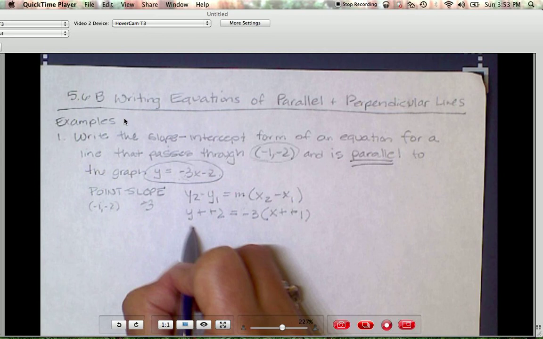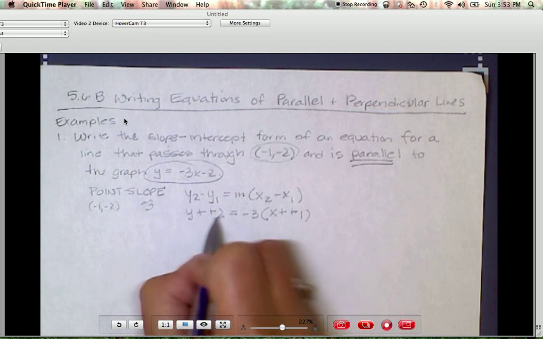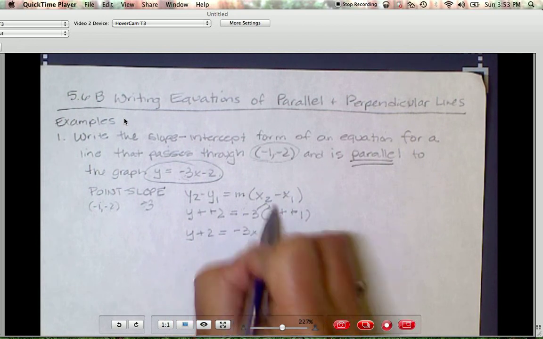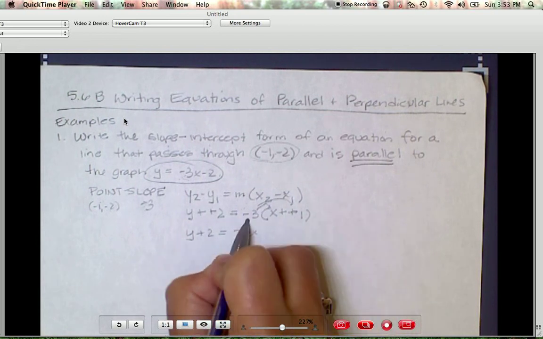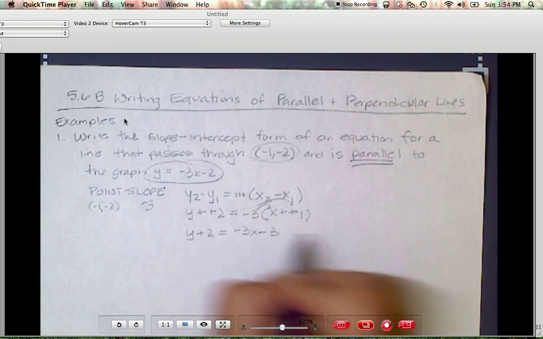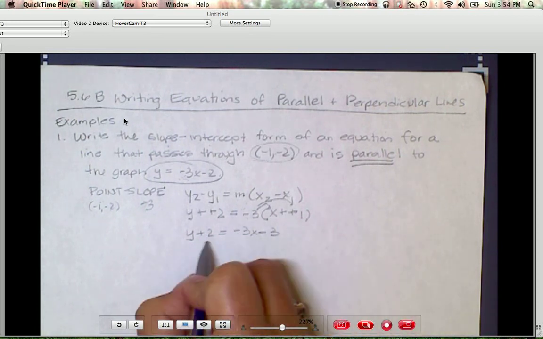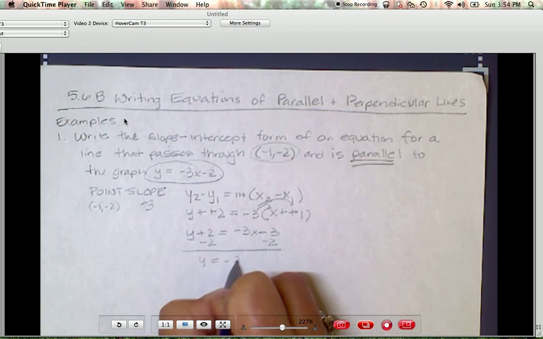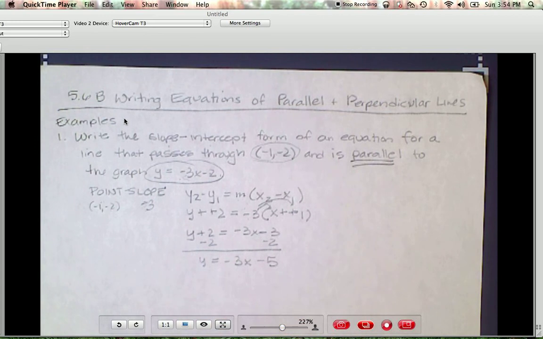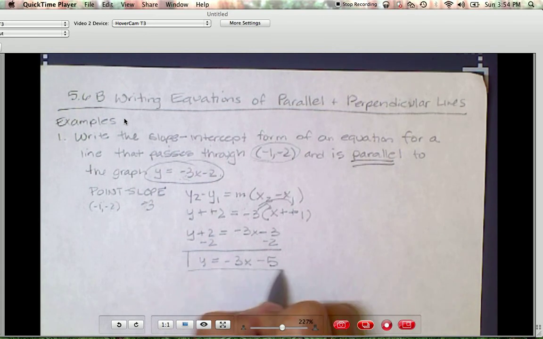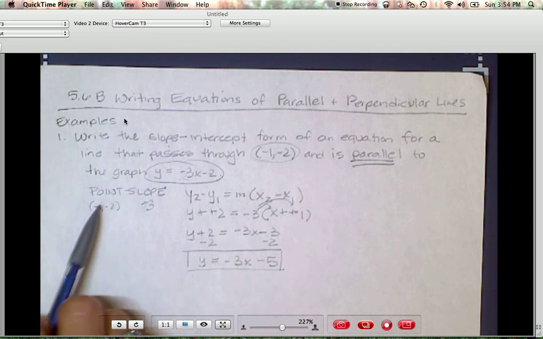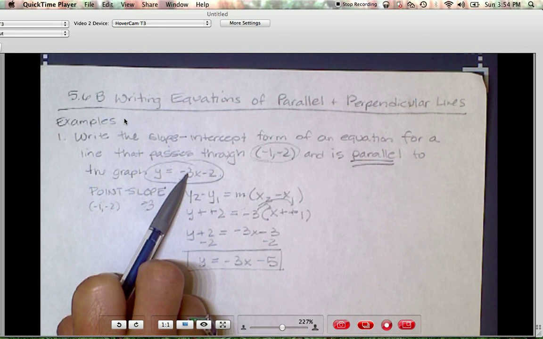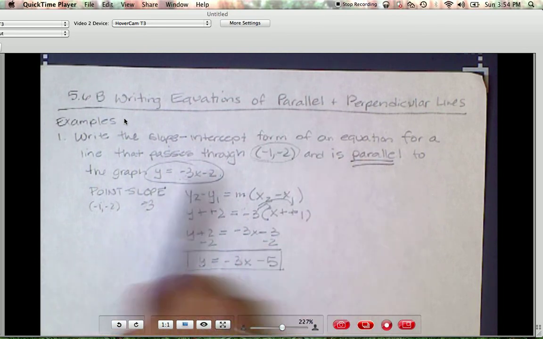All right, so we need to solve for y, but before we can do anything here, we need to distribute here. So we get -3x. Now this is -3 times +1, so this becomes -3. Solve then for y to get it into slope-intercept form, so we subtract 2 from both sides, and we get y equals -3x minus 5. And here's our equation in slope-intercept form using this point and the slope of the original line because they're parallel.